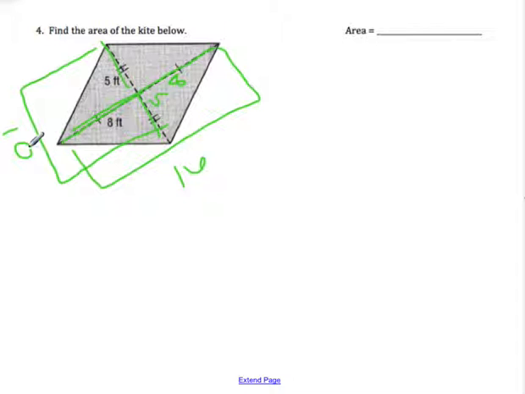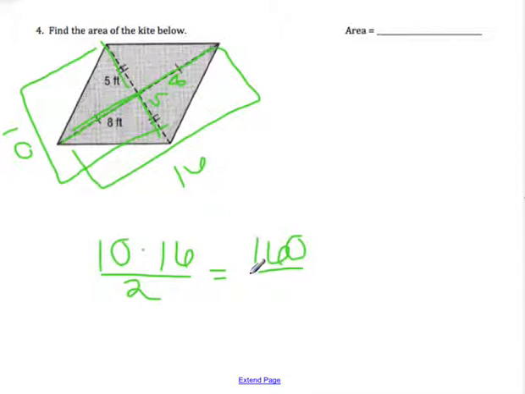Now when you're finding the area of a kite, the formula is to take the two diagonals and multiply them together and then divide them by 2. Well, 10 times 16 is 160 divided by 2. 160 divided by 2 is 80. So then we end up getting 80. Our label is feet, and we want to square it. So we end up getting 80 feet squared.